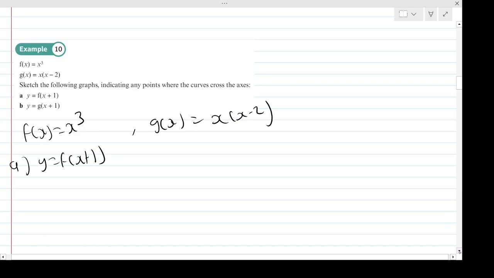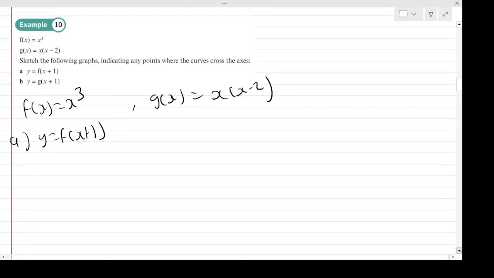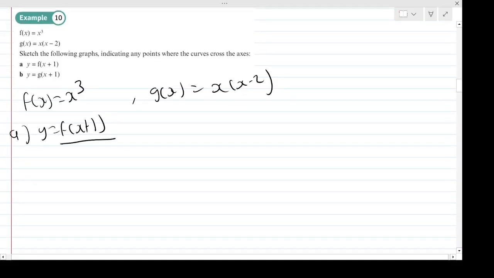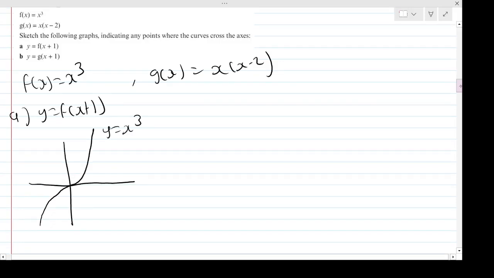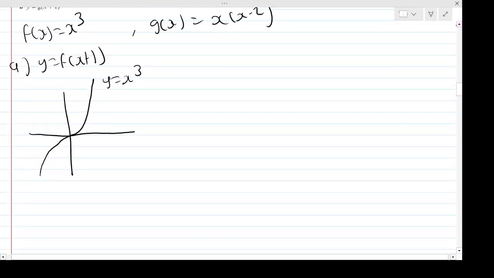Okay, well, before we sketch this one, we need to look at what the original graph looks like in order to translate it, right? So what does f of x look like? Well, x cubed, we should know what that graph looks like. It looked like this, right? So again, very standard graph. Okay, with that in mind, then I can have an idea about what to sketch for f of x plus 1.